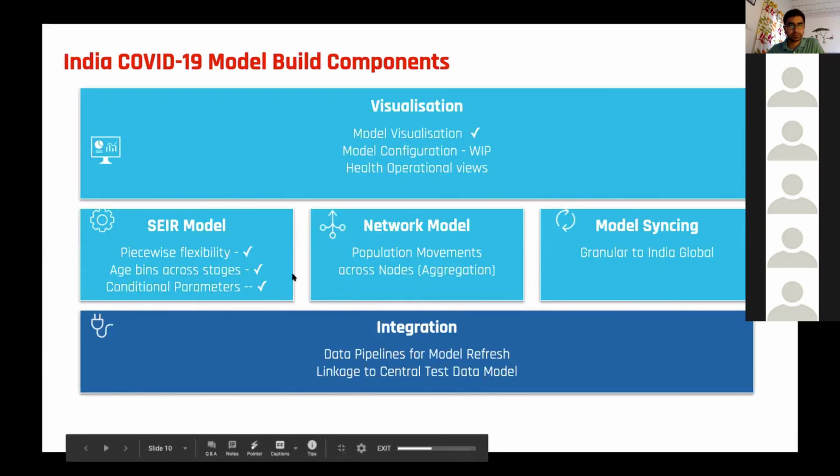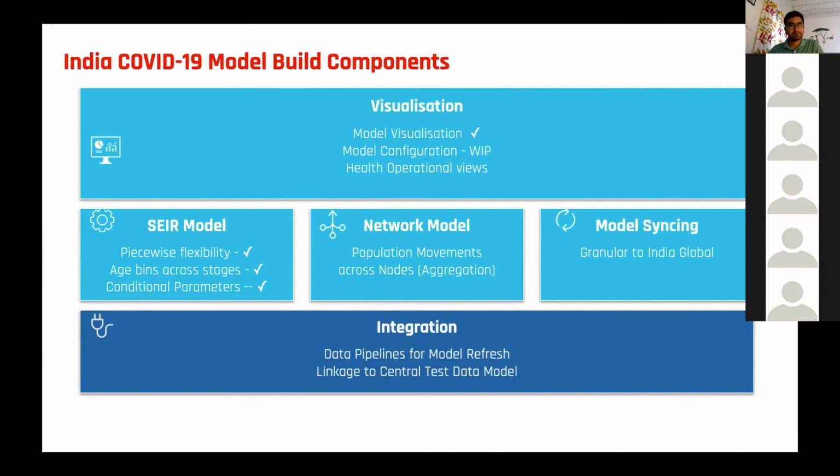So using this model, like any model, there are multiple components. You have a visualization, which I've shown you. The base model, for which we have factored in the capability for piecewise flexibility of putting in multiple interventions, age binning, and then certain conditions that we can apply on the model. The aggregation, so that you can have granular models, and then it starts rolling up into the India, district, or state model. The syncing is happening. And of course, we will have to work on the larger integration pipelines as we move further ahead.